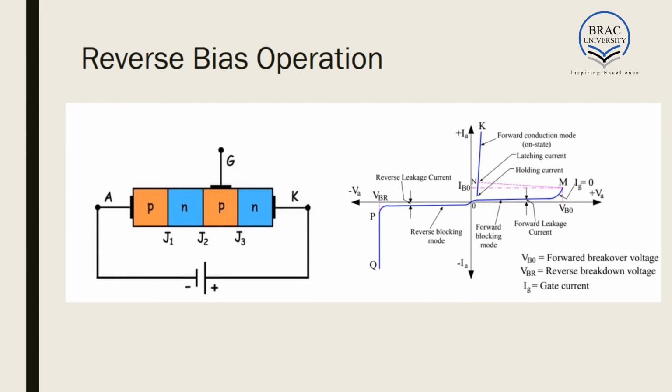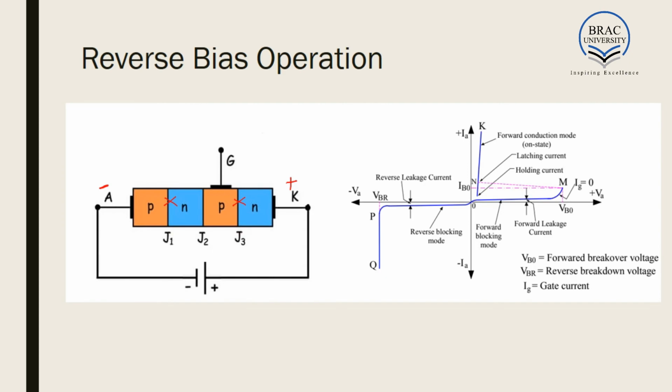Now what happens if the SCR is in reverse bias? That is, the negative terminal of the voltage source is connected to the anode and the positive terminal is connected to the cathode. When this happens, the P side is more negative than the N side. So this is reverse bias and no current can flow through it. Similarly, this N side is more positive than the P side. So this is also reverse bias and no current can flow through this junction.